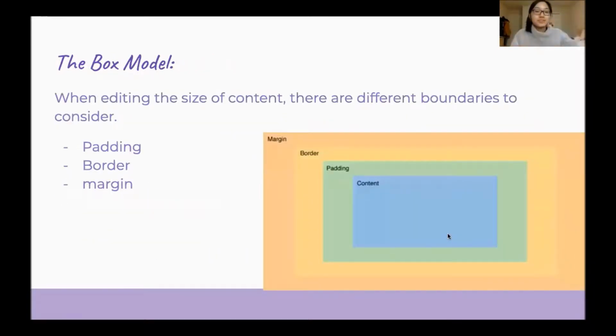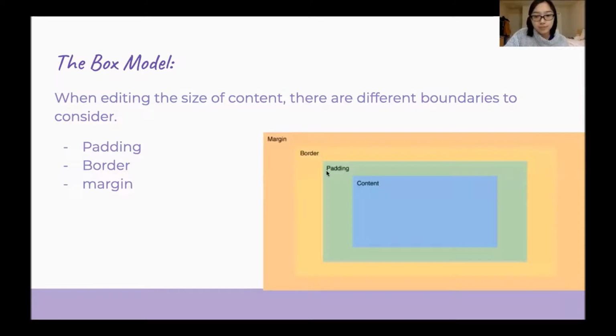Okay, so the box model. There's something they call in CSS the box model, which refers to this picture right here. When editing the size of content, there are different layers and boundaries to consider. So there's padding, there's border, there's the margin, there's the content, obviously. And this is what it sort of looks like. I know sometimes you think margin and padding sound pretty much the same, but there's actually quite a difference.